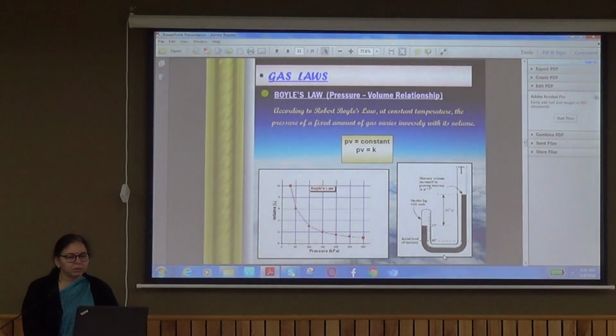Now gas laws. Boyle's law. According to Boyle's law, at constant temperature, the pressure of a fixed amount of gas varies inversely with its volume. You can see in the graph, that is P is inversely proportional to V, and PV is equal to constant.